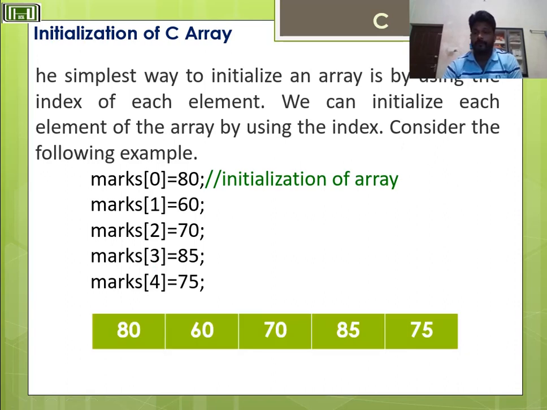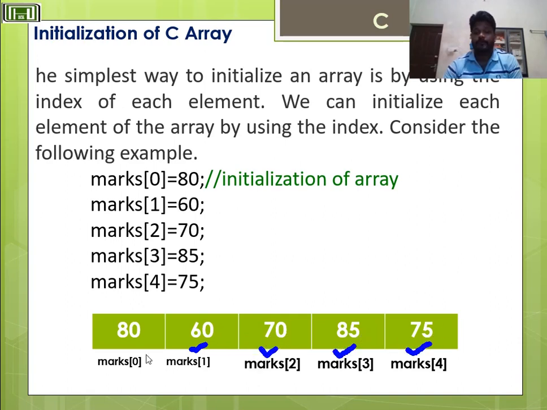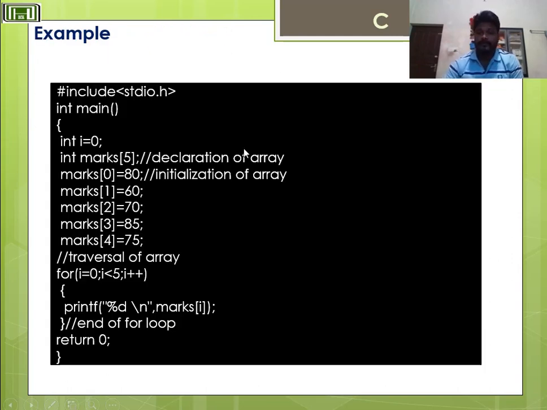Now this can be represented like this: marks[0], marks[1], marks[2], marks[3], and marks[4]. In this way the array can store the elements. Now, moving to one example for an array.